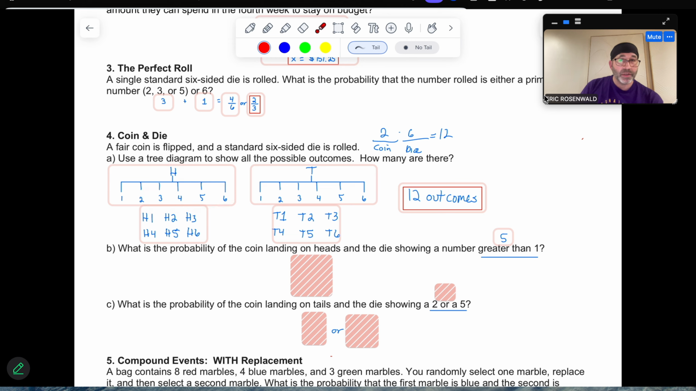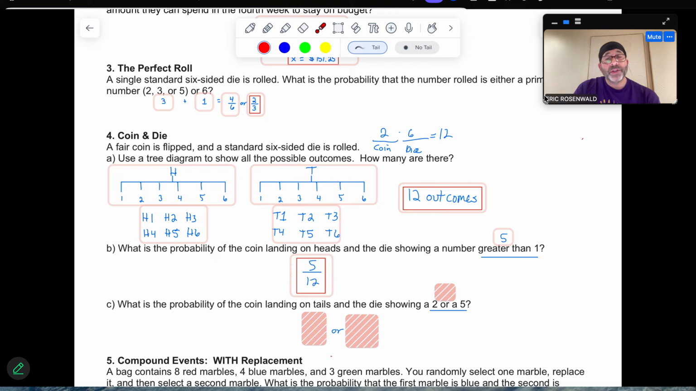Okay, so there's 5 there. So that means that of these scenarios here, these are the 5 possible ways. Of all the 12 possible ways that I can get this to happen, there's only 5 that would come out heads and then a number greater than 1. So it's 5 out of 12.